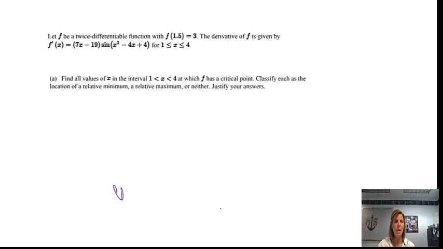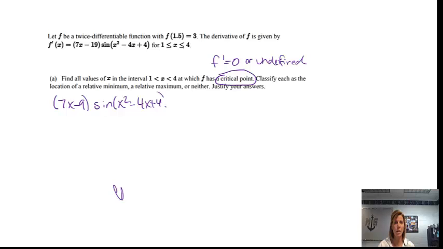Okay, so first of all, part A says to find all values of x in the interval 1 to 4 at which f has a critical point. Classify each as the location of a relative minimum, a relative maximum, or neither. So we are looking for where f has a critical point. Well, we know f has a critical point when f prime is equal to 0 or f prime is undefined. So we basically want to take this derivative, 7x minus 9 times sine of x squared minus 4x plus 4, and set that equal to 0.